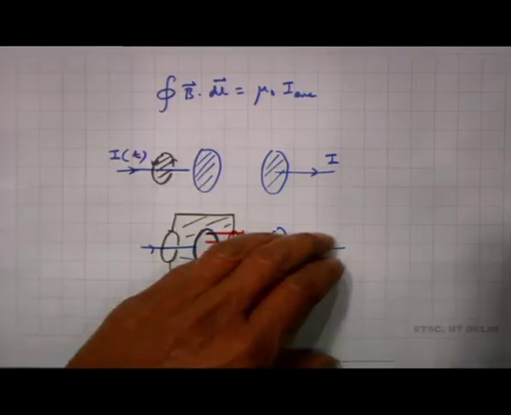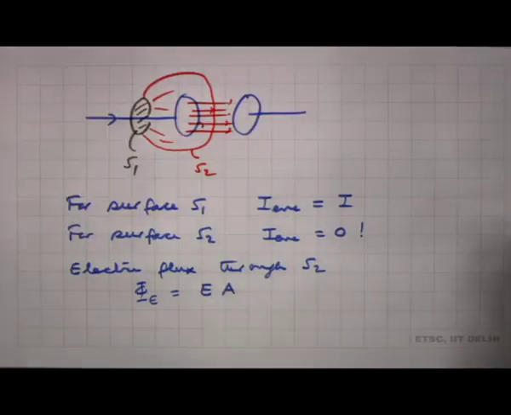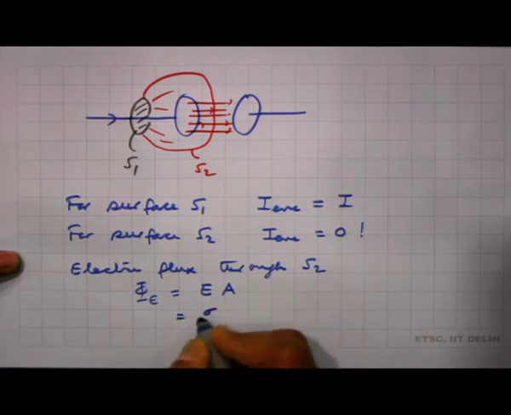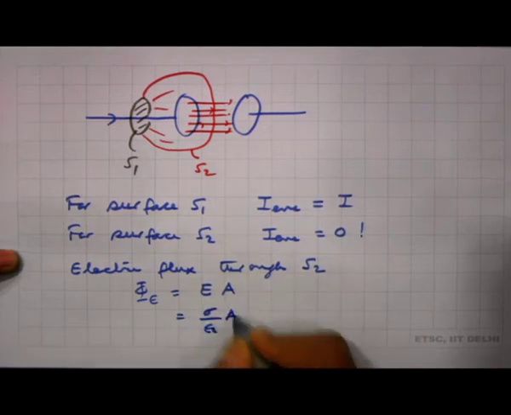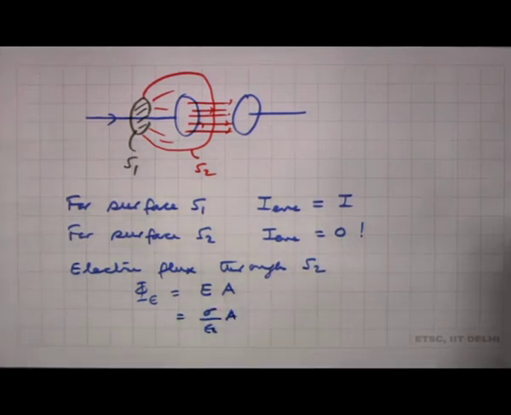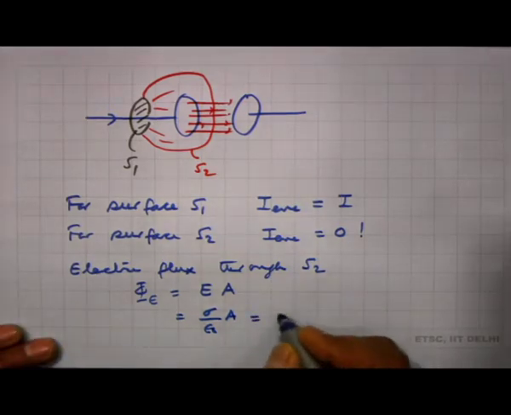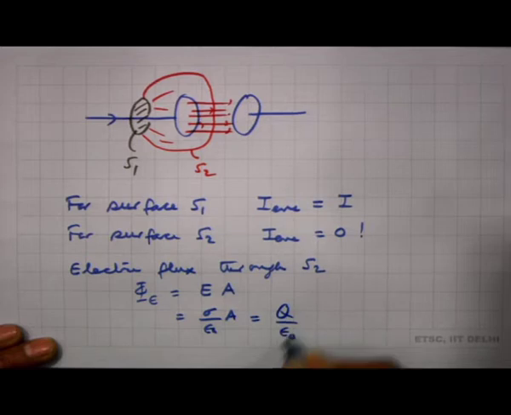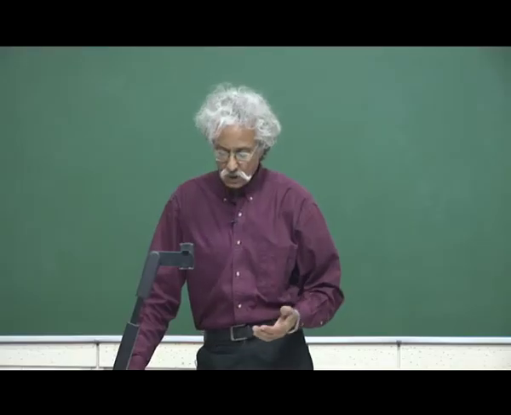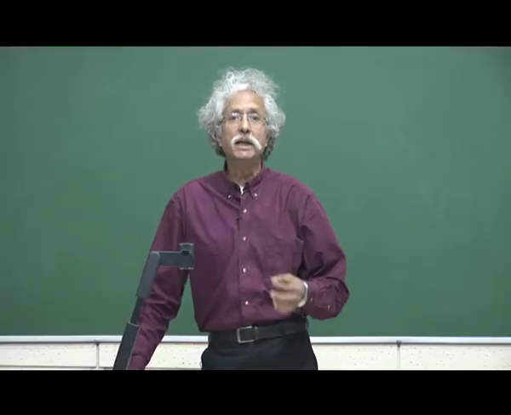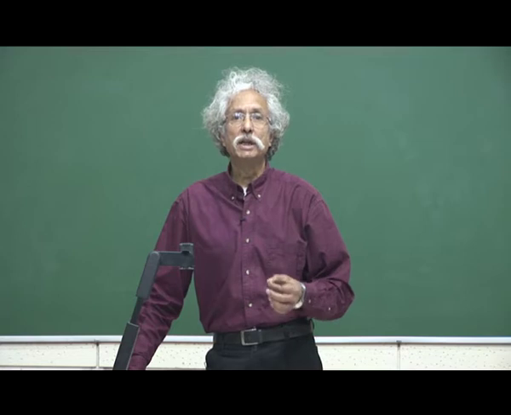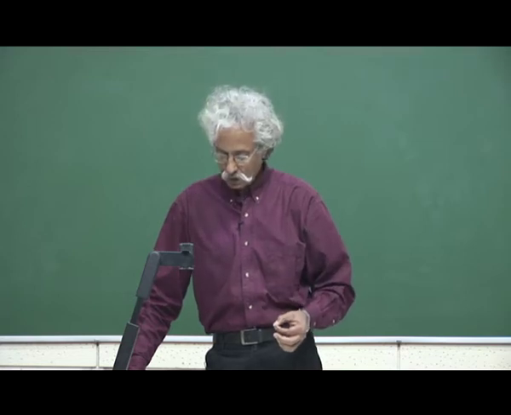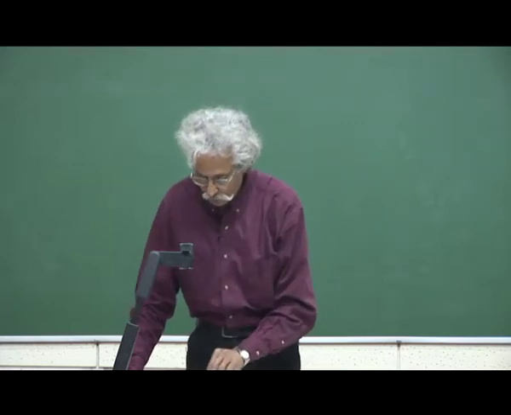And I know from an earlier discussion that the electric field is nothing but sigma by epsilon 0, where sigma is the charge density, charge per unit area. So, sigma times A is nothing but q by epsilon 0, where q is the charge on the capacitor plates. Sigma, the charge per unit area, multiplied by A, the area of the plates, gives me the total charge contained on the surface of the capacitor plates. So, that is q by epsilon 0.